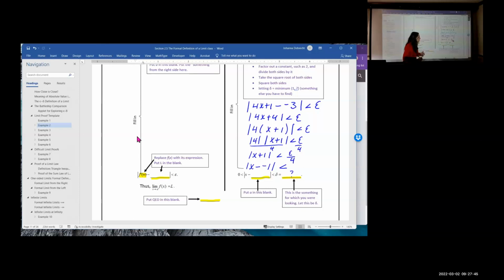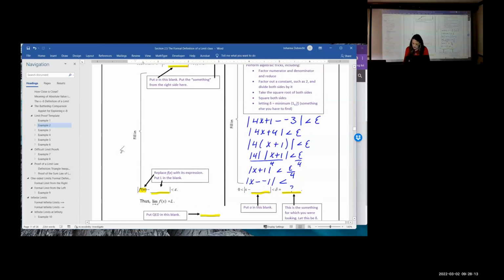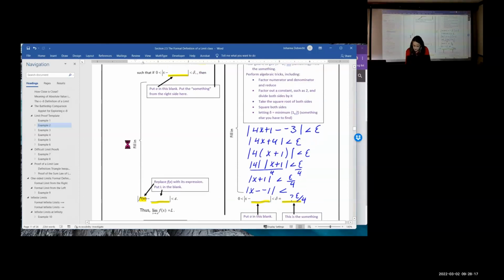Is x plus 1 the same thing as x minus a, where a is -1? Yes, then I'm done. I've got x minus a, and this epsilon over 4 that I have here, that's what I'm going to choose to be my delta. Now I'm going to write the rest of the proof. So now we're going to fill in the formal side. So this is my delta, which is going to be epsilon over 4.